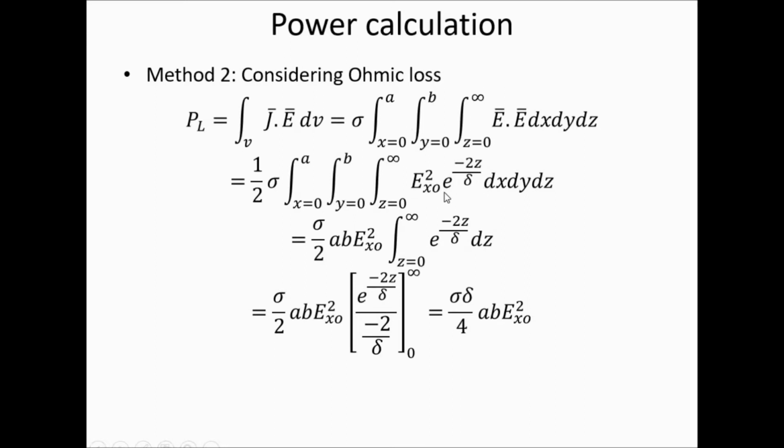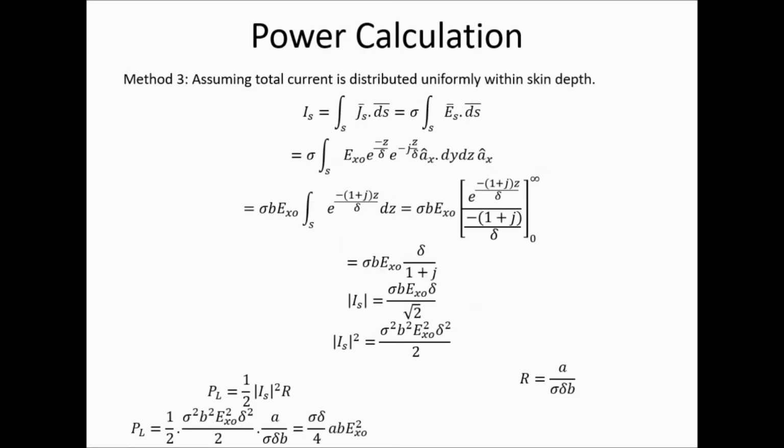Ex0 squared is the constant term, so we bring it to the left along with sigma. The integration of x gives a, the integration of y gives b, and we integrate with respect to z, and you get sigma delta over 4 a b E x0 squared. This is the very same thing that we obtained before. The previous case we obtained using the Poynting vector, and now we found the ohmic loss, the conduction current loss.